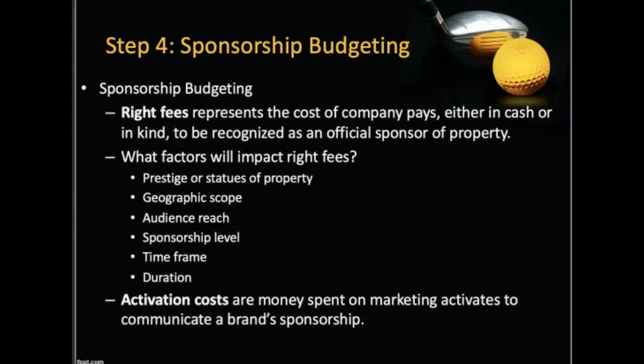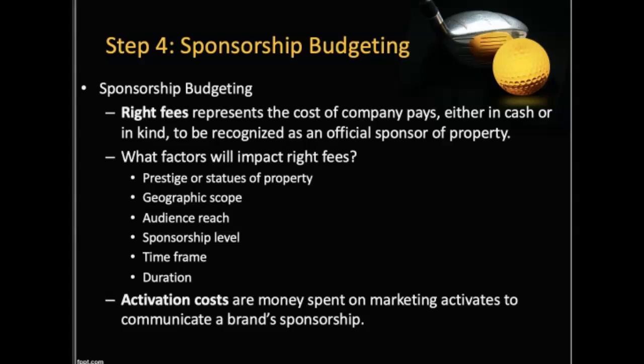Time frame is how long. With a longer time, possibly the cost will be higher. That would depend. Sometimes a shorter time, the cost will also be higher. It really depends. Duration is also about the timing as well, right? And that is the rights fee.